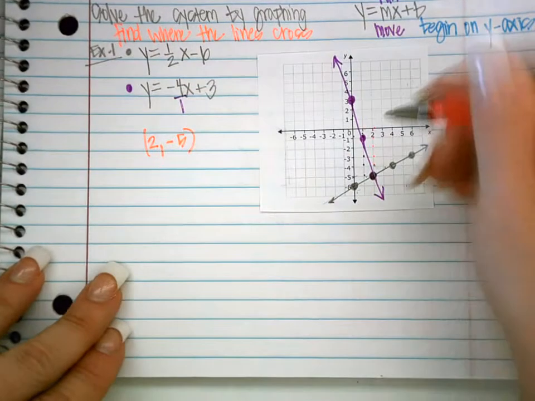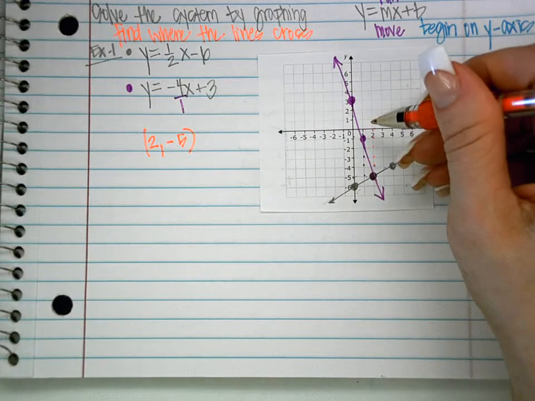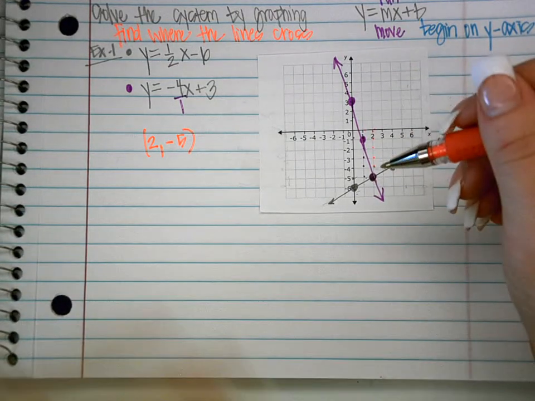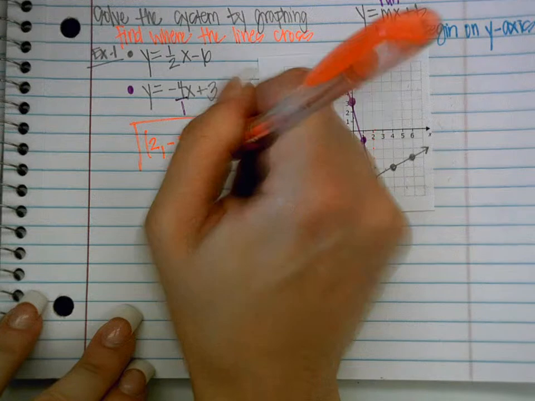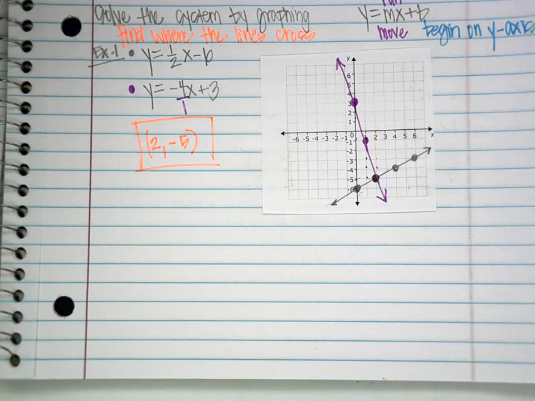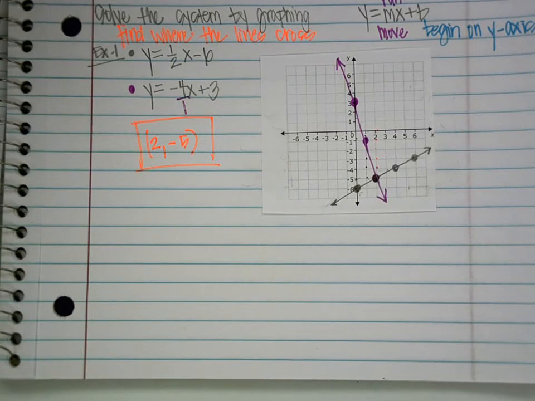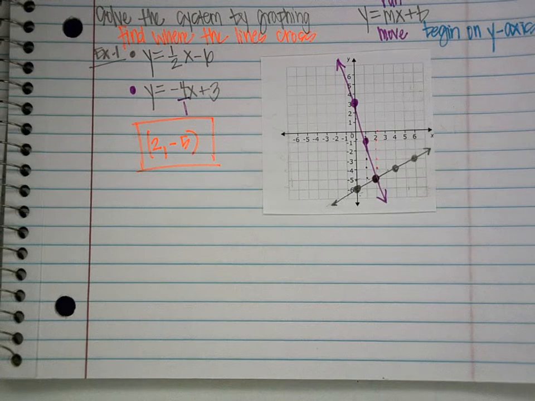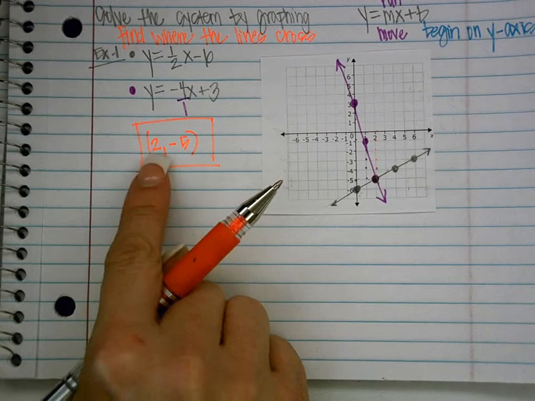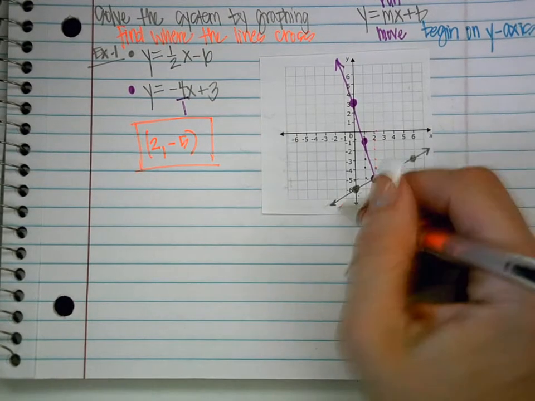Okay, so we always count how much we go over, then how much we go up or down. So over 2, down 5. That is where these two lines cross. So we would say this is the solution to your systems of equations. Can we do one of those again? We're going to do another one, yes. So basically, this is the only point that is on both of these lines.